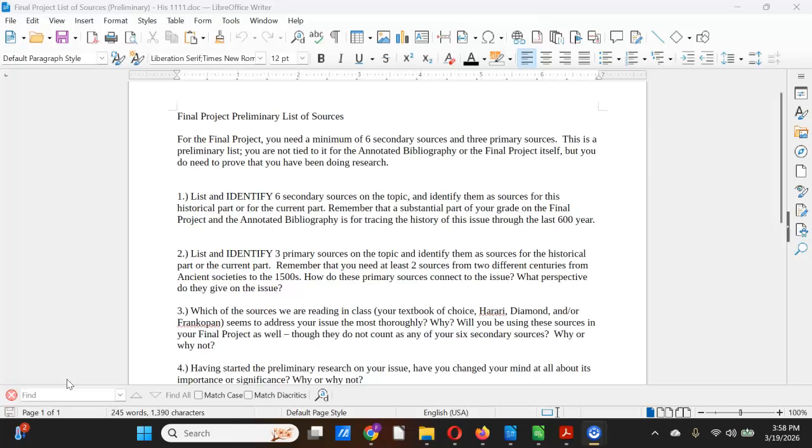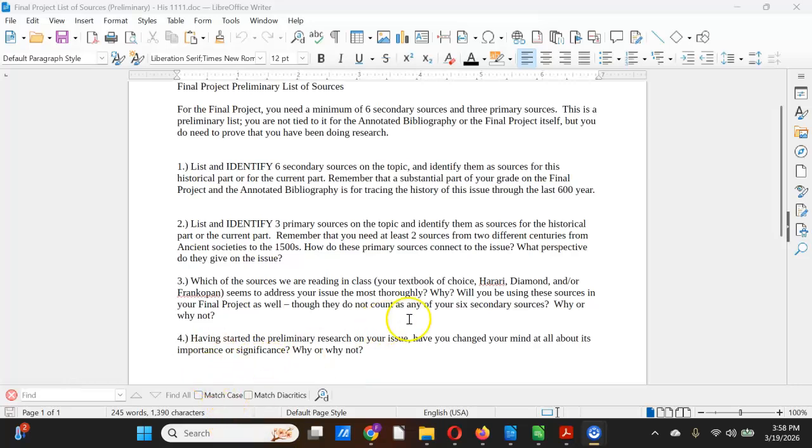I'll also mention again, and as I state right here, this is the list of preliminary sources for History 111. But the same thing applies to 2111. If you are using Harari, Diamond, Frankopan, or Lepore, or the textbook for either course, you are certainly welcome to use them, but they do not count towards your 6 secondary sources. You still have to have 6 unique secondary sources that apply to that topic, and at least half of them, if not more, have to apply to the historical period.